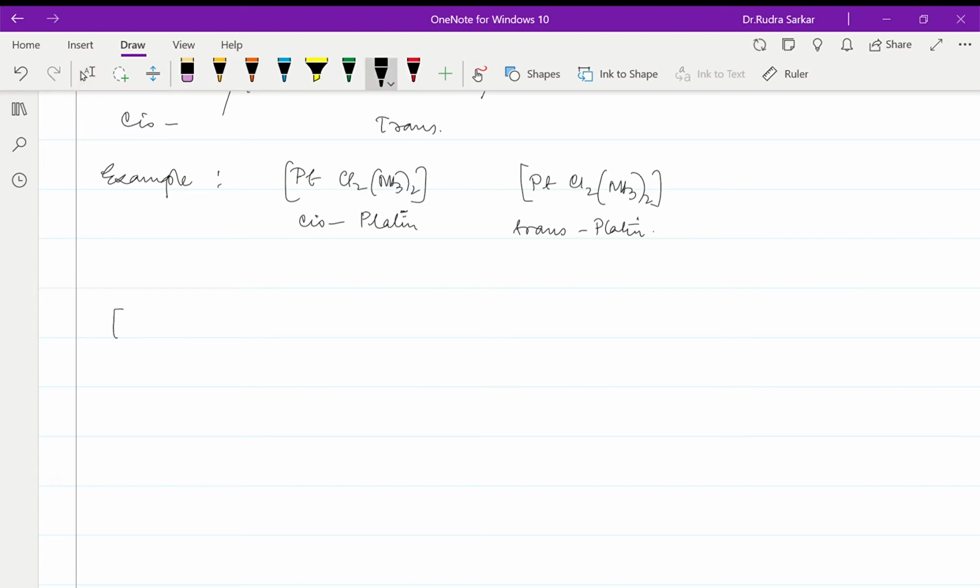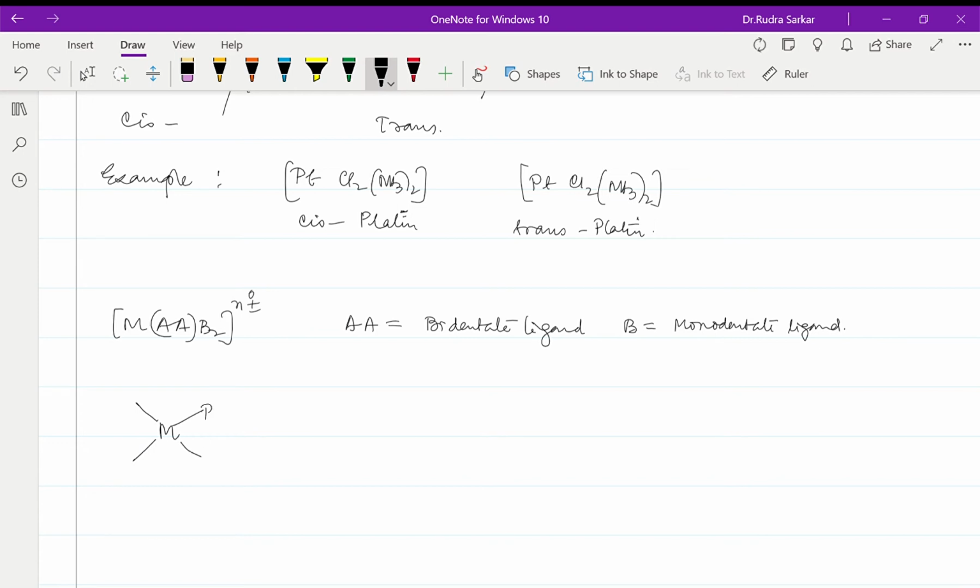Another type of complex, MAAB2, wherein AA is a bidentate ligand, B is a monodentate ligand. They can be either neutral or they can be negative. Okay. Now, what type of geometrical arrangement is possible for this type of a ligand?